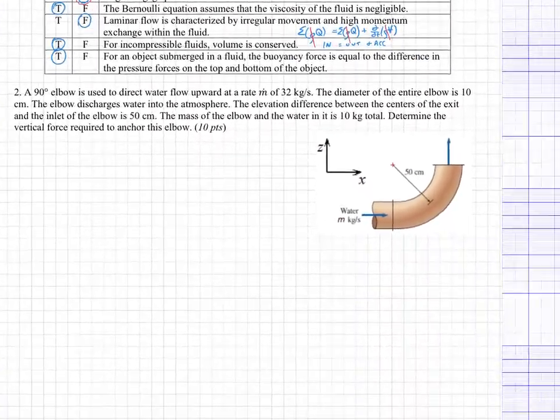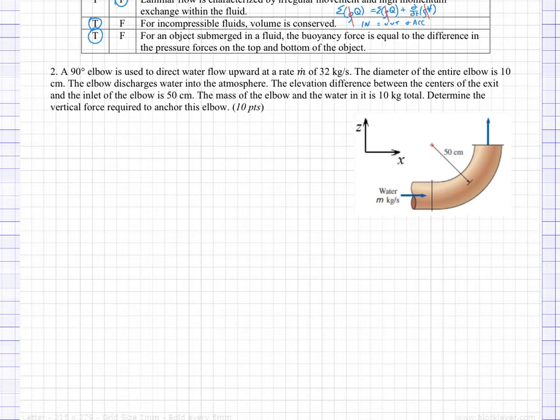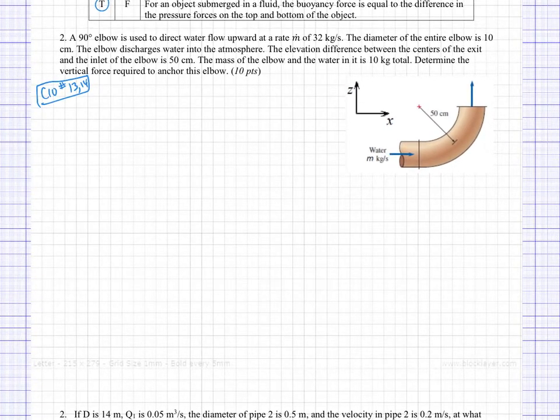Okay, so here we go. Now we're going to go down here. A 90-degree elbow is yada, yada, yada. This one I took directly from Connect. So this is C10, number 13 and 14. Okay, so this is from your homework. I think one of those two was in the X direction and one was in the Z direction, but I don't really remember.